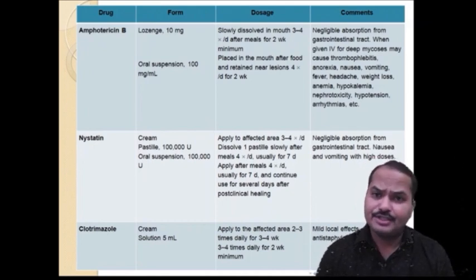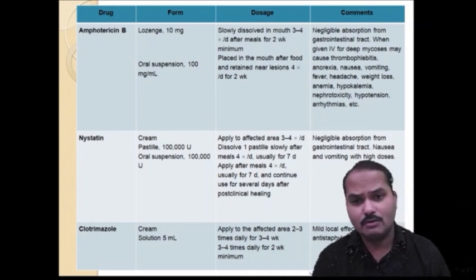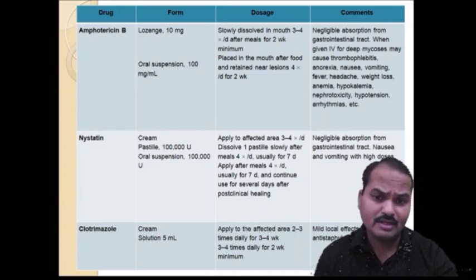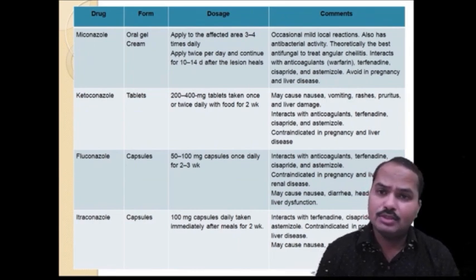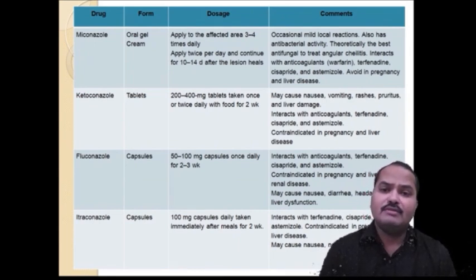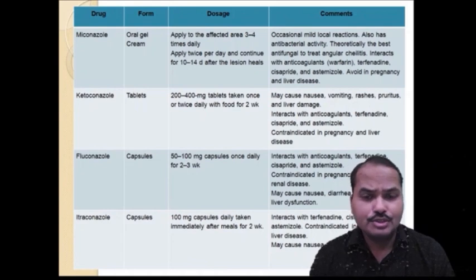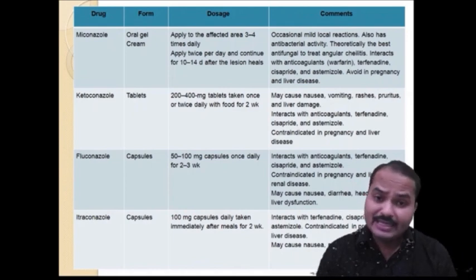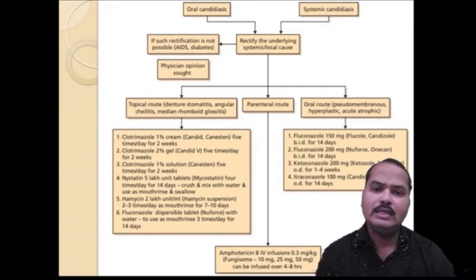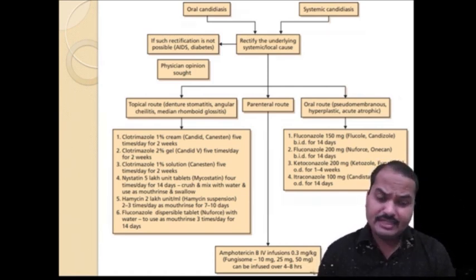So they have more and more side effects when taken systemically. Amongst the drugs we have amphotericin B, which is available as lozenge and oral suspension, nystatin available as a cream, pastil or oral suspension, clotrimazole available as a cream and solution, miconazole which is available as oral gel and cream, ketoconazole available as tablets, fluconazole as capsules, itraconazole as capsules. So these can be given systemically for a limited period, keeping in mind the various side effects which they can cause.